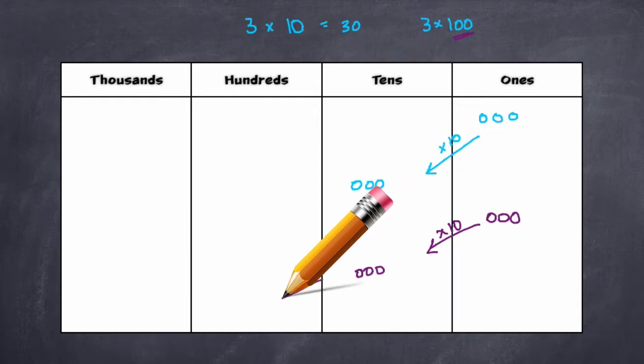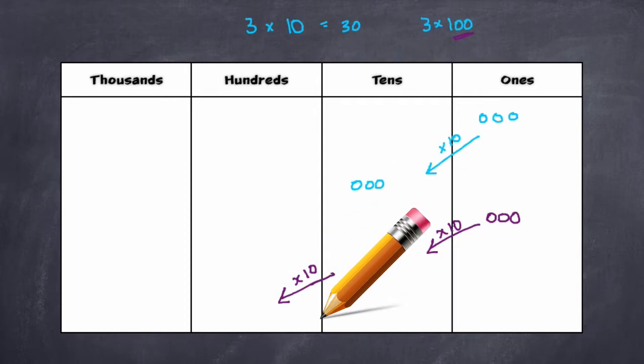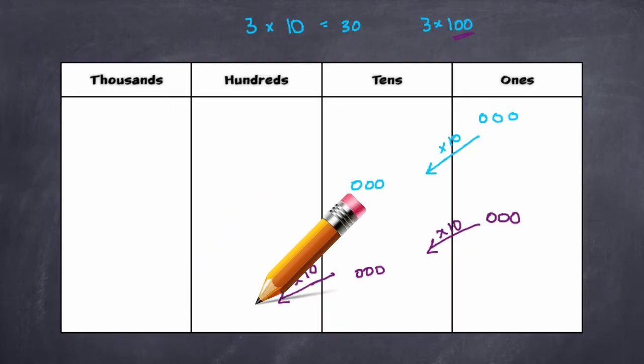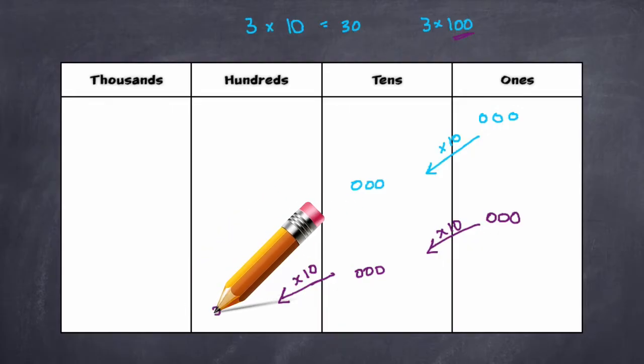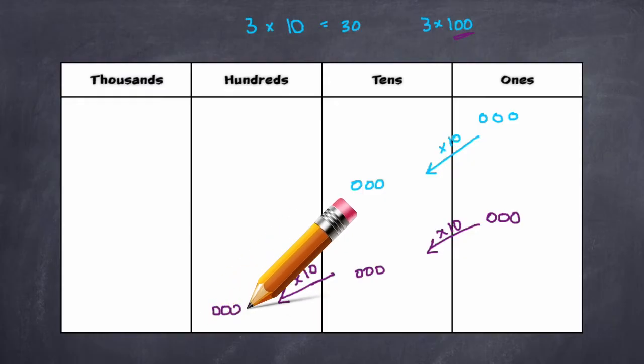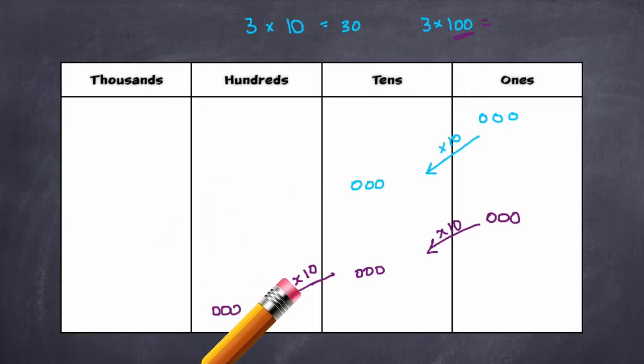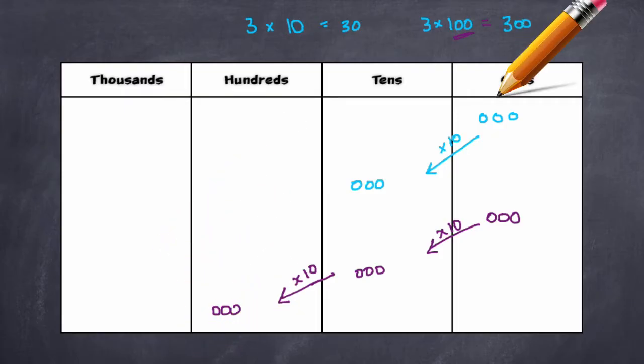And then I would have to do one more jump, which would be multiplying by another 10, which would be the same as multiplying by 100, which would give me now 3 hundreds because I'm in the hundreds place. So 3 times 100 would be 300. Easy enough. This is some easy review stuff that you guys have probably seen before. All right, and then the same would be true for 1,000.